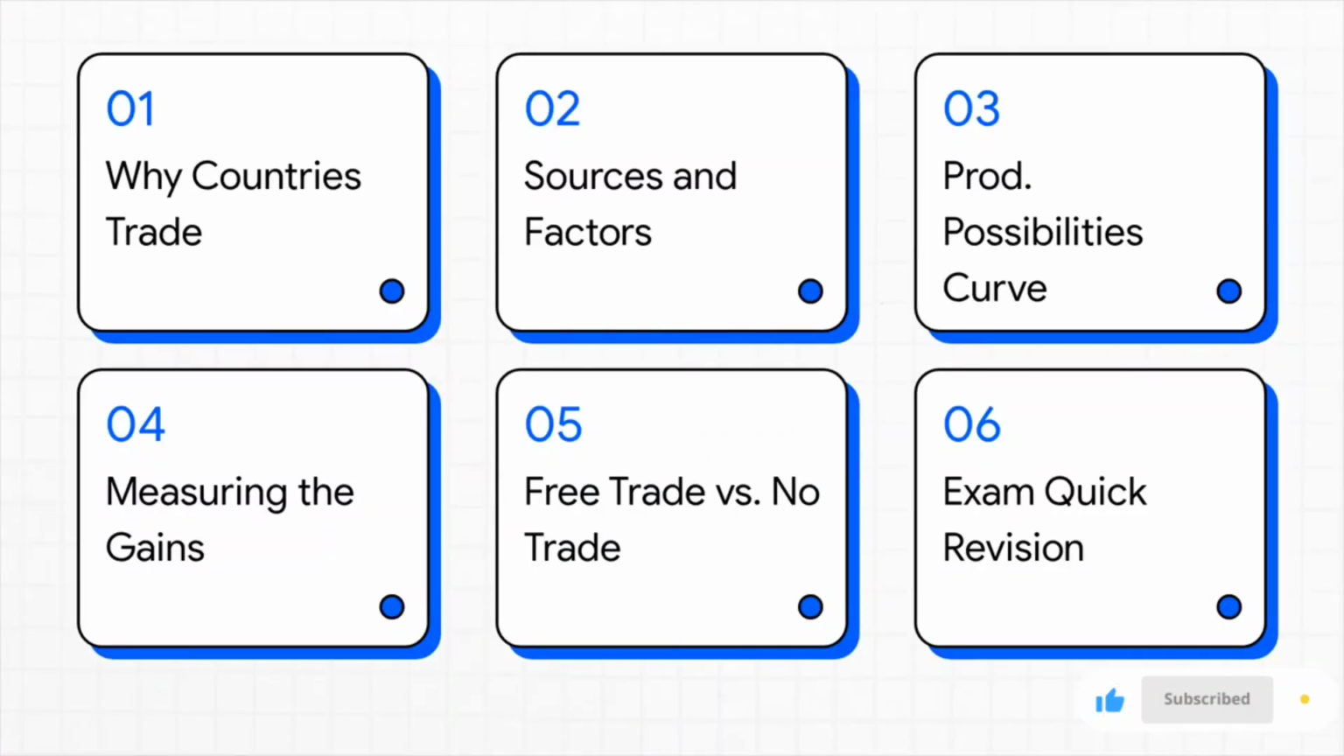We'll start with the absolute basics. Why do countries even trade? Then we'll get into the nitty-gritty of where the gains come from. We'll even visualize it with something called the production possibilities curve. After that, we'll see how to measure these gains, compare free trade to no trade, and wrap it all up with a super fast revision session just for your exam.